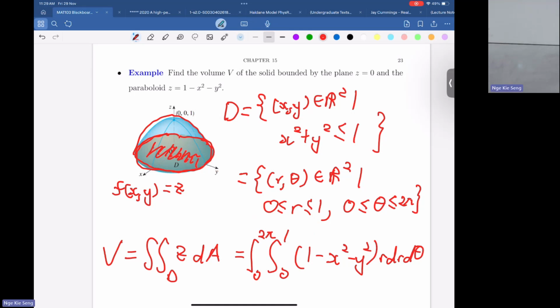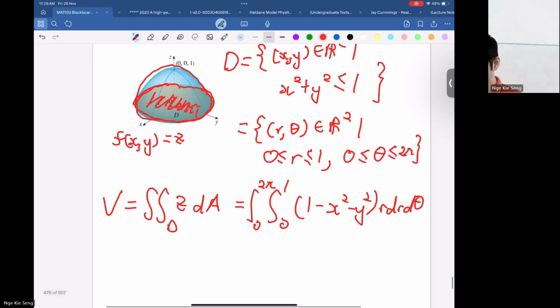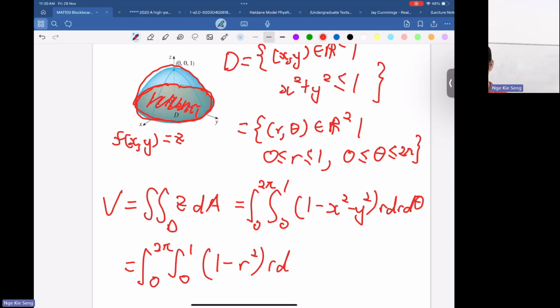We need to change x, y to r and theta because we integrate over r and theta. So you need to tell me how x and y depend on r and theta. What's the substitution you do? So you just take 1 minus r squared. Why? Because you know that r squared equals x squared plus y squared.